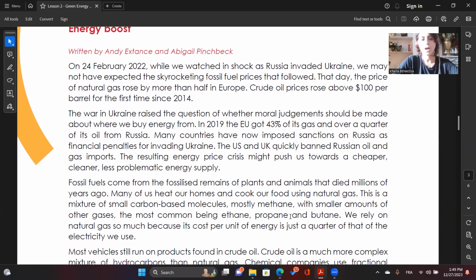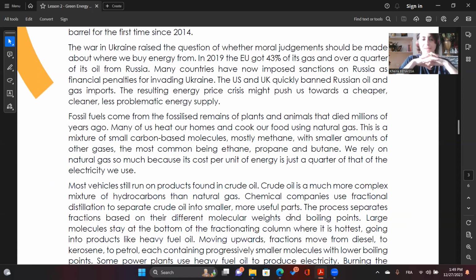Fossil fuels come from the fossilized remains of plants and animals that died millions of years ago. Many of us heat our homes and cook our food using natural gas. This is a mixture of small carbon-based molecules, mostly methane, with smaller amounts of other gases, the most common being ethane, propane, and butane. We rely on natural gas so much because its cost per unit of energy is just a quarter of that of the electricity we use.